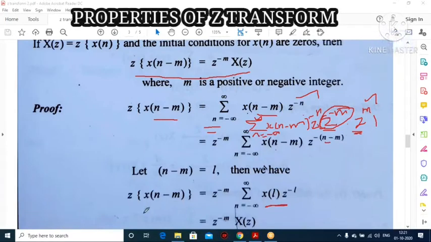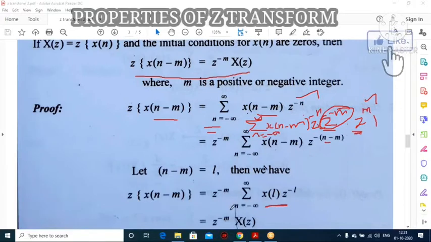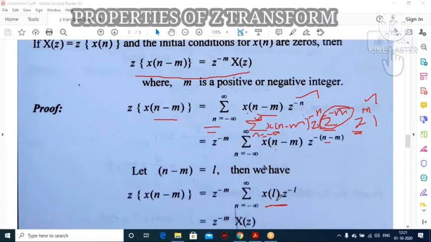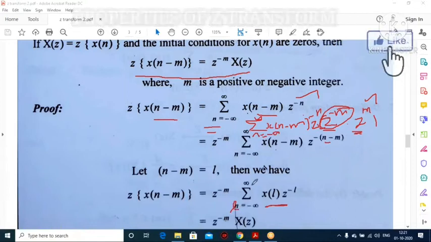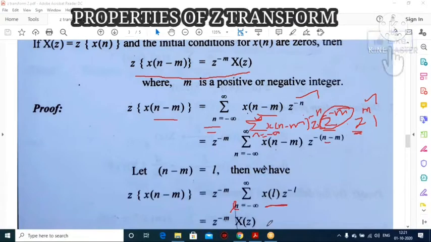So hence it is proved: the Z transform of x of n minus m equals z power minus m times X of z. If you want to change the limit, you can also change it here, no problem, because the same thing happens. So n minus m equals L, right? So the limit is here L. With respect to L, n equal to minus infinite, so this is also infinite. So again it will start from minus infinite to plus infinite only. So okay, no problem. Here you change the limit value also.